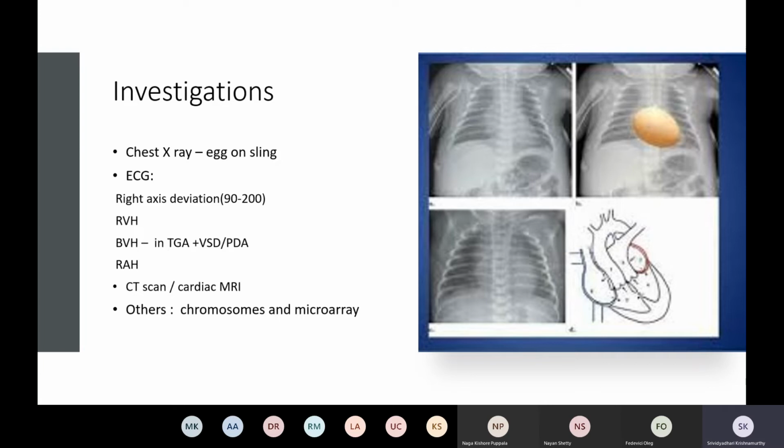Of course, CT scan and cardiac MRI are the other options once we've done the echo, to get further details about, say, coronary artery morphology, if you're not able to pick it up on the echo, and to delineate more of the cardiac anatomy. That's when the CT scan will be done. Again, as I said, with chromosomes and microarray, the ones with tetralogy of Fallot and DORV we think need more chromosomal testing, because they are commonly associated with DiGeorge syndrome, and trisomy 13 and 18 are also implicated.